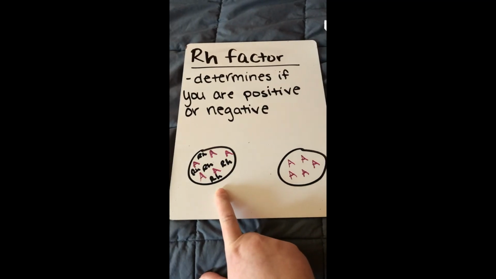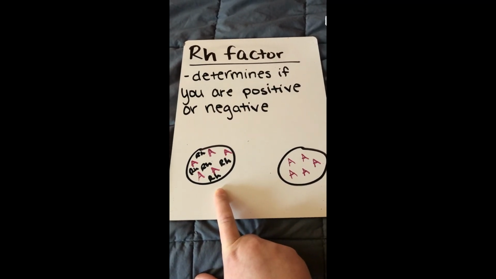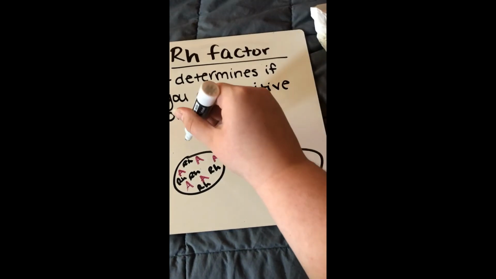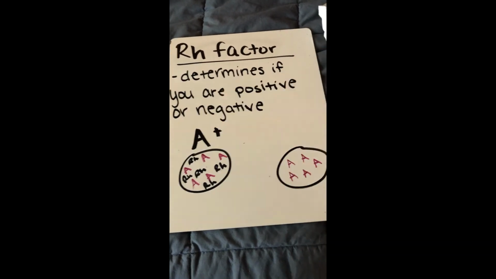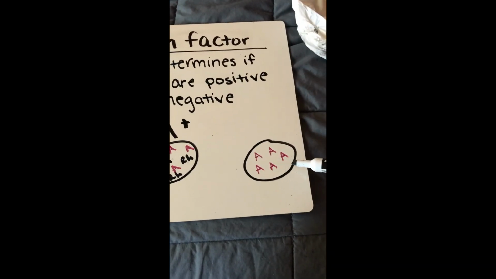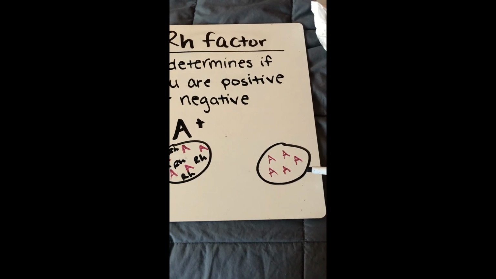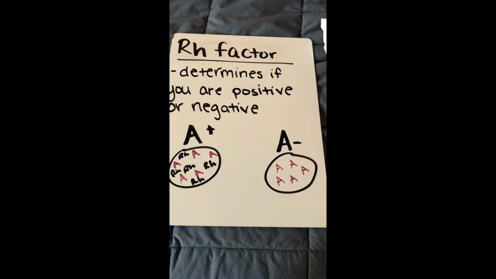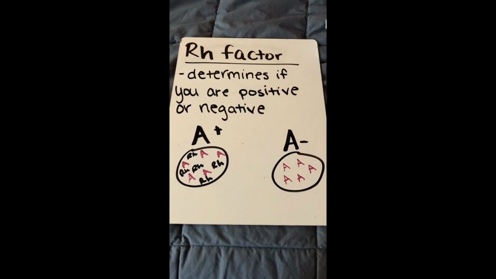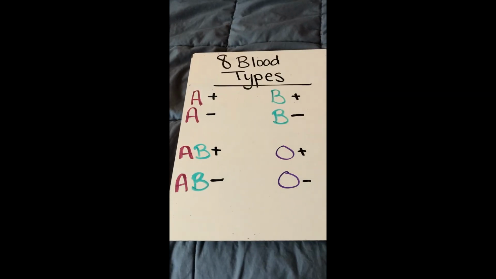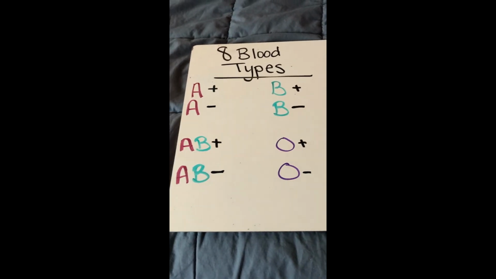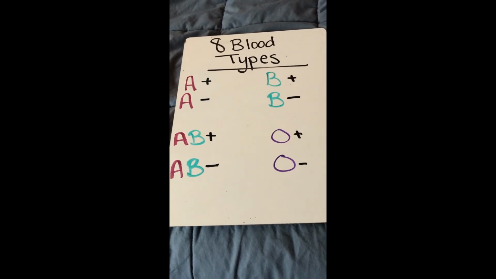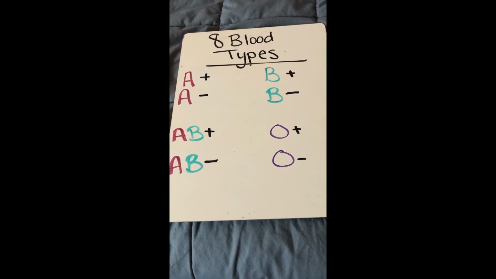So if we look at this cell, it has A's, so we know it's type A blood, but it also has those Rh's. So this would be Rh positive or an A positive cell. This cell just has A's in it, and it has no Rh's. So we can say by not having Rh's, it would be A negative. Therefore, talking about Rh factors, that would give us 8 different types of blood. So you could have A positive, A negative, B positive, B negative, AB positive, AB negative, or O positive and O negative.